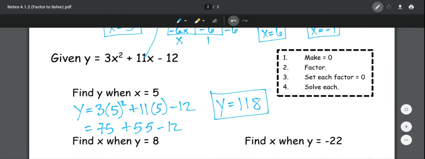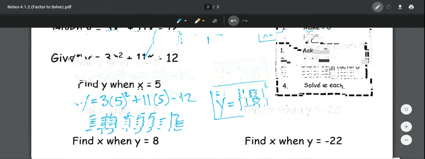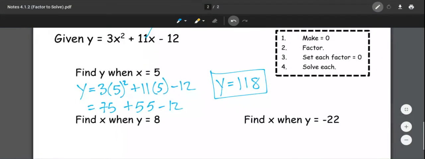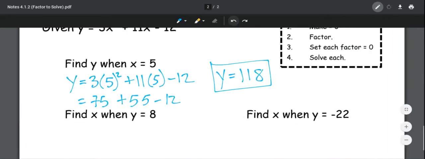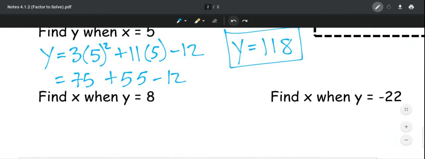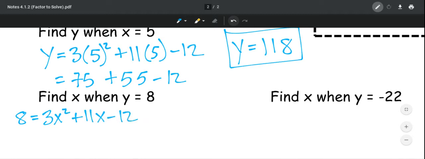All right. So that one's the easy one, when you're given the x. When you're given x, all you got to do is plug it in. Now when you are solving for x, that's when you have to use these directions. So 8 equals 3x squared plus 11x minus 12. I need to get it equal to 0.